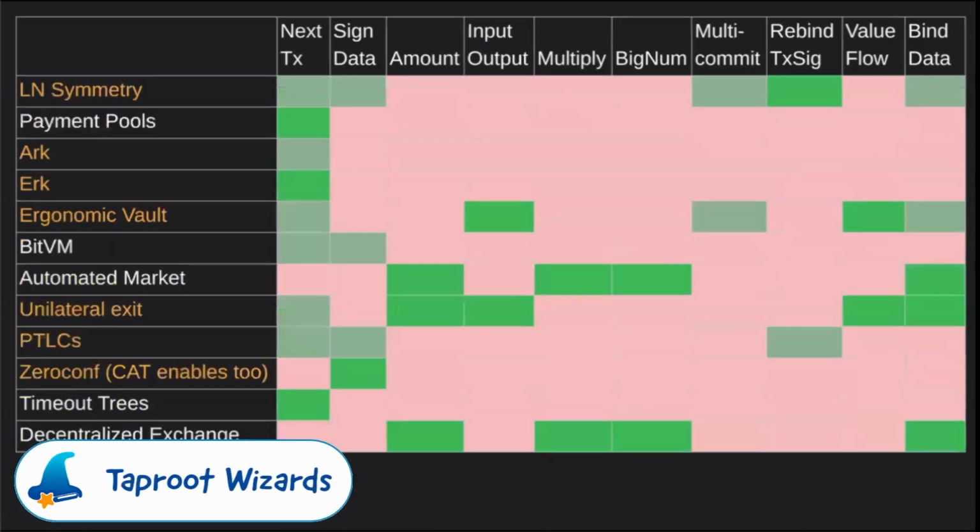And then we're going to do the next one, which is how does that map to protocols? So same capabilities across the top. And now which capabilities are required or helpful for different protocols?